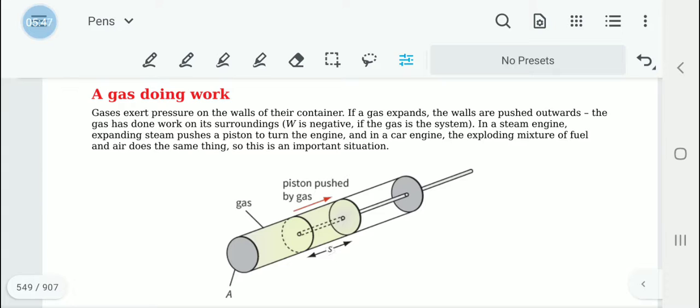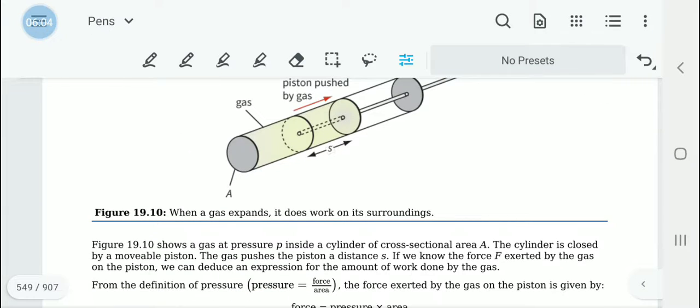In a steam engine, expanding steam pushes a piston to turn the engine. And in a car engine, the exploding mixture of fuel and air does the same thing. That is an important situation, work being done by the explosion of gas. In an internal combustion engine, oxygen and fuel are mixed together to produce gases. These gases move the pistons, and the pistons ultimately rotate the wheels.